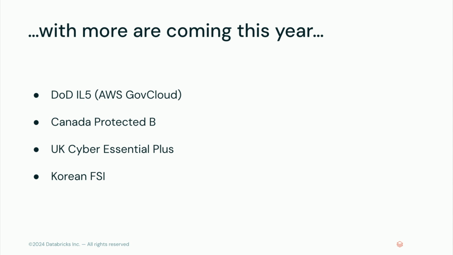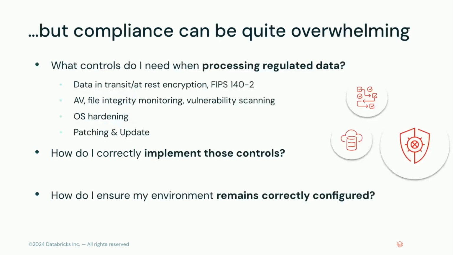And more are coming this year. I mentioned DoD IL5, Canada Protected B. We're working on bringing that to you for Canadian government, UK's Cyber Essential Plus, and Korean FSI. So those are the standards we are going to bring to our list of compliance offerings this year. And I'll give you more details in the roadmap at the end.